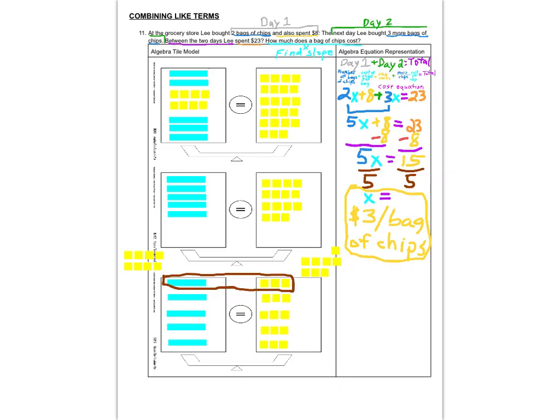So this is the idea of combining like terms. You might end up with extra parts that you want to put together on the same side. In this case, we had x's that need to go together. Sometimes you have numbers that go together. Sometimes you have both x's and numbers that need to go together. But once you're putting everything on the one side together, then you start solving by doing the inverse operations.